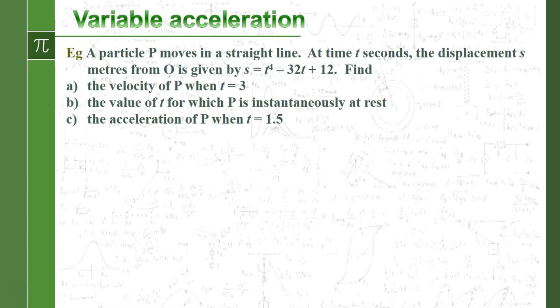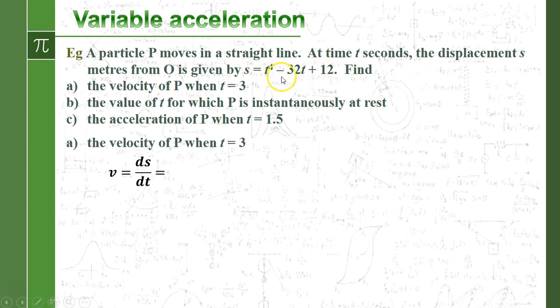So here we go, we've got a particle moving in a straight line. At time t seconds we've got displacement, which is given by that equation, t^4 minus 32t plus 12. The first question says find the velocity of P when t equals 3. So here we go. Velocity is ds/dt, so my first job is to do some differentiating. I'm going to differentiate my expression here, so that gives me 4t^3 minus 32.